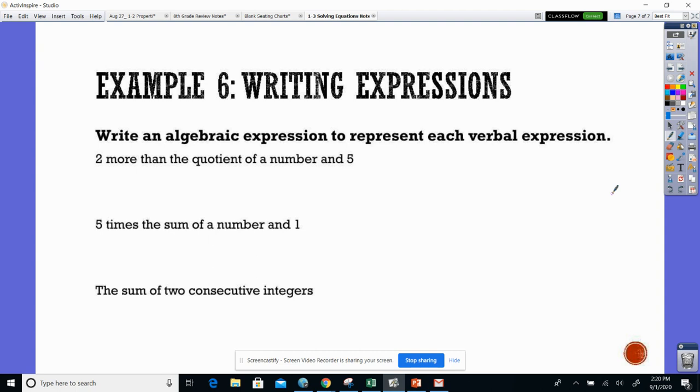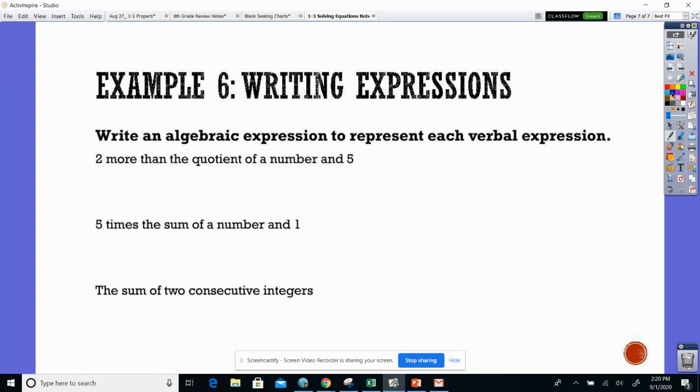All right, so now what we're going to do is write an algebraic expression to represent each of these verbal expressions. So basically, we're going to take these words and put them into numbers, equations, expressions. Okay, so let's look at this first one.